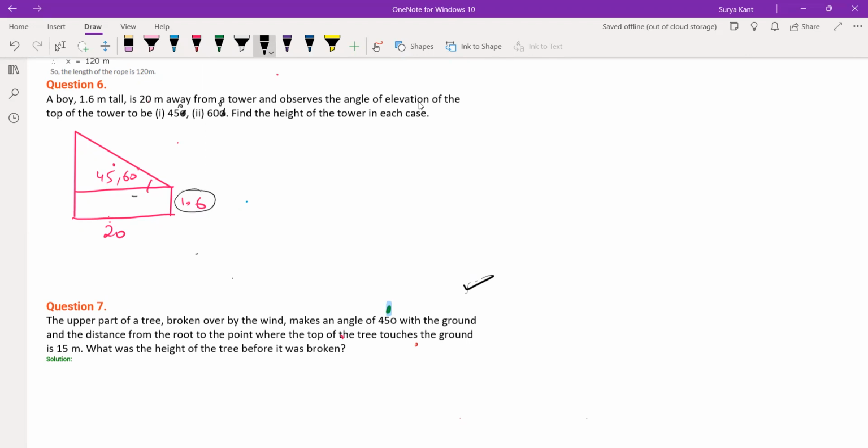If this is 1.6, this is also what? 1.6 itself. So what is the height of the tower? Who will tell me first? Just tell me the height of the tower. Tell me the answer in the chat box. Consider 45 degree first, then 60 degree. So what is the answer in both the cases?